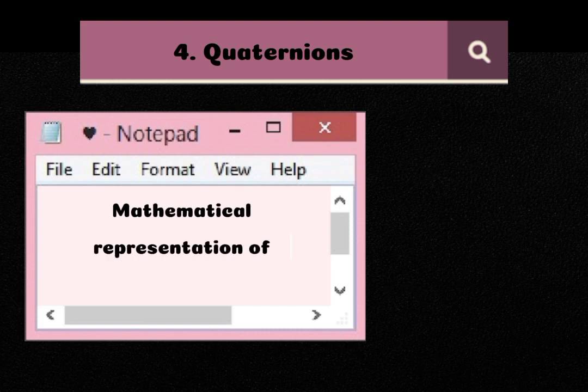Number four, quaternions. Quaternions are mathematical representations of rotations in 3D space, offering advantages over traditional Euler angle representations, such as avoiding gimbal lock and providing more efficient computations.